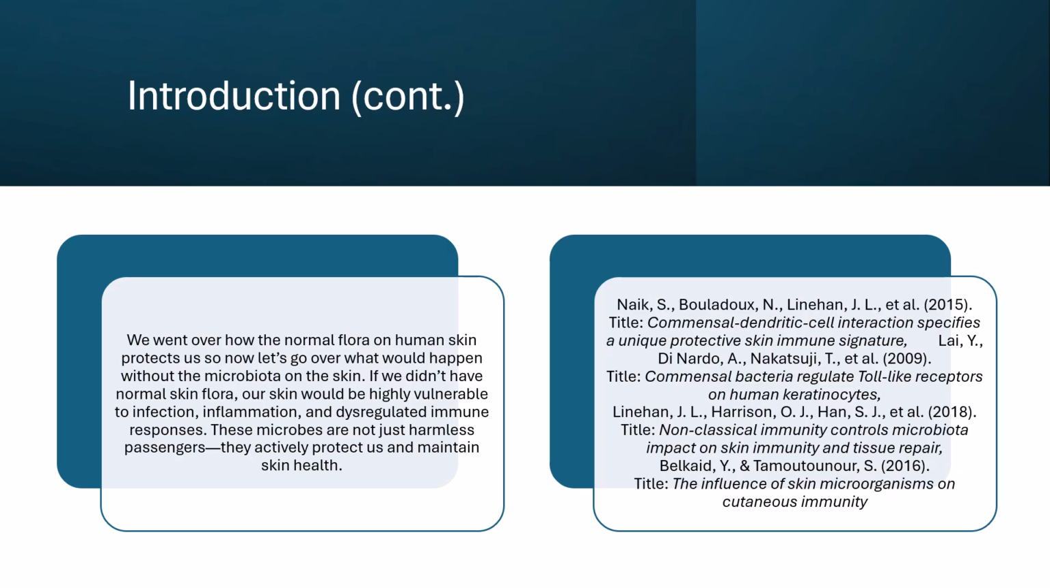So now that we've gone over how the normal flora on our skin helps us, let's go over what would happen if we didn't have this microbiota on the skin. If we didn't have normal skin flora, our skin would be highly vulnerable to infections, inflammation, and dysregulated immune responses. These microbes are not just harmless passengers, they actively protect us and maintain skin health. And then again, I put references over here to the right where I got all this information. If you would like to fact check me, I can put all the links in the end.